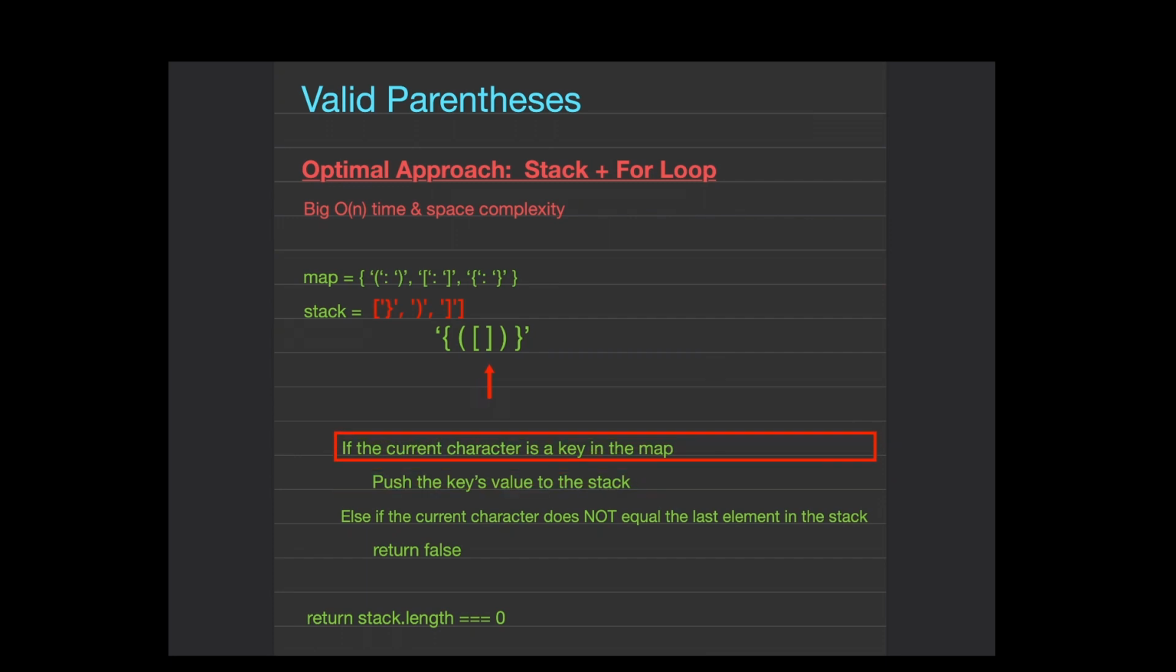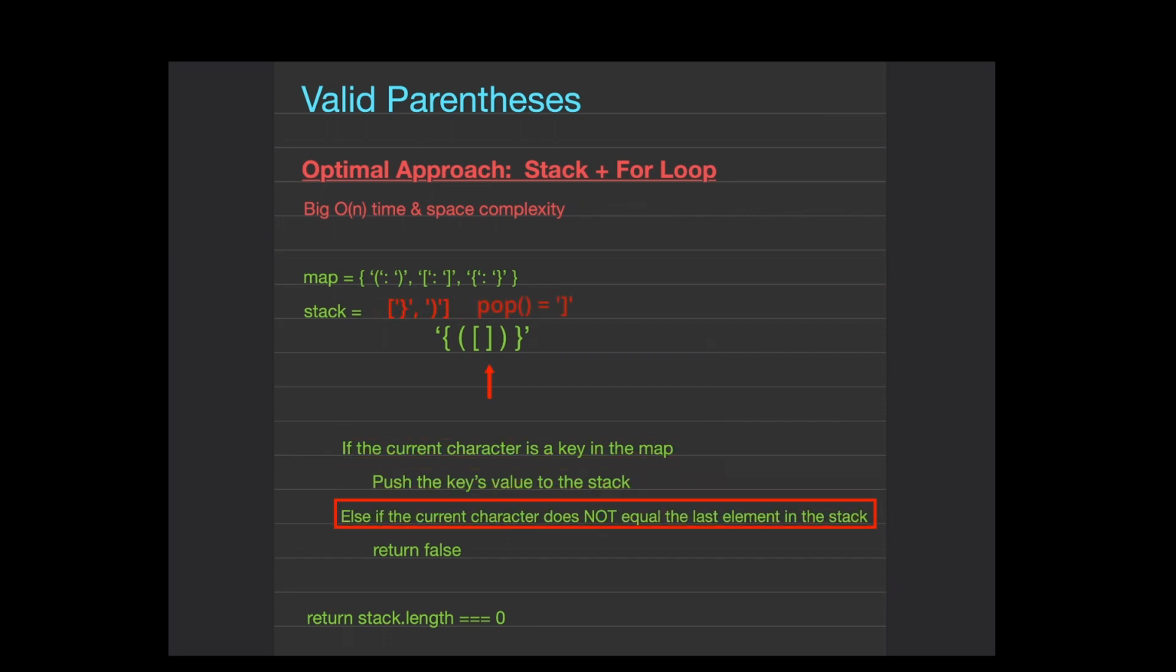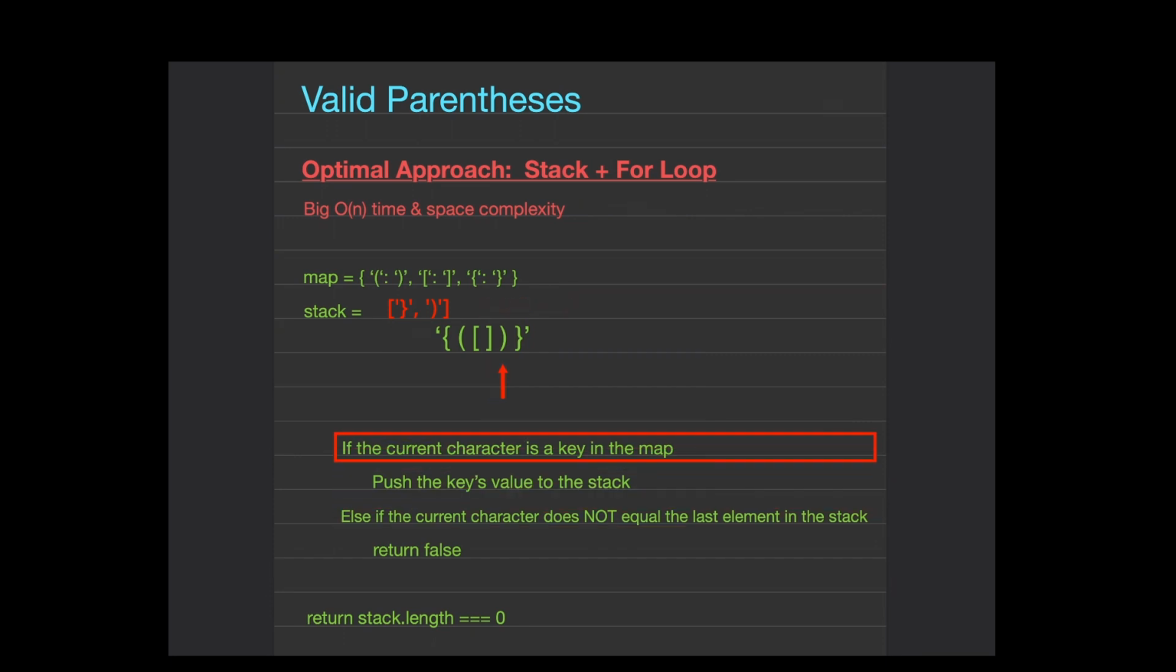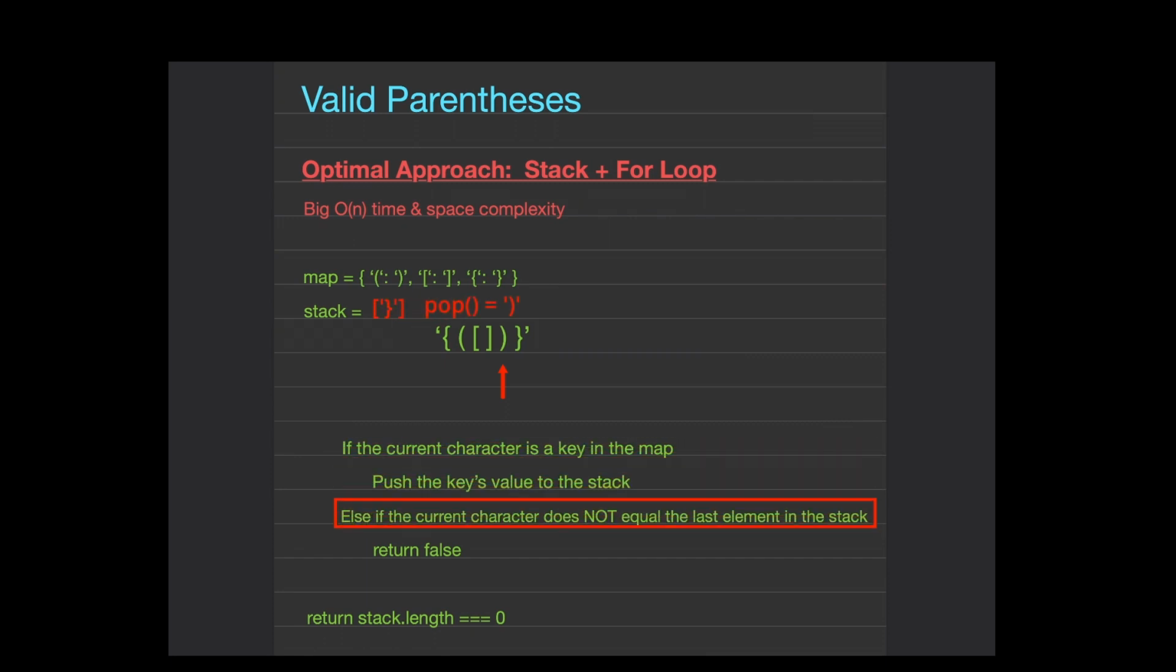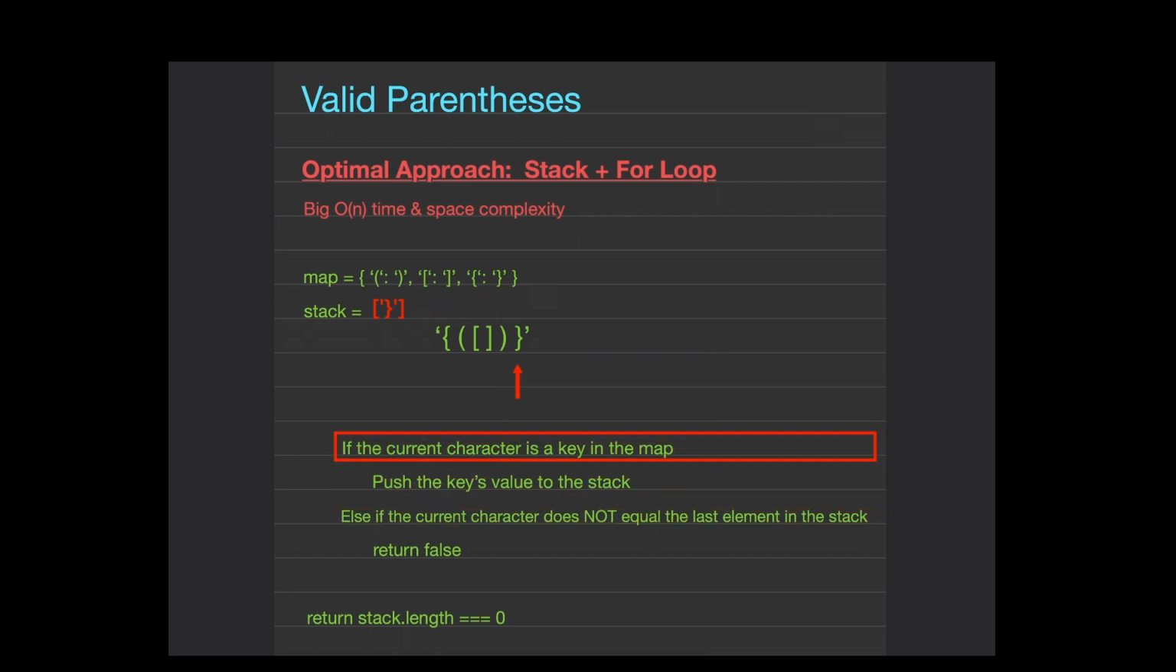The for loop iterates and now we have a closing square bracket. We check if it's a key in the map, which it is not. Then we check if the closing square bracket does not match the last element that gets popped off the stack. In this case, it does match, so the for loop iterates to the closing parenthesis. The closing parenthesis is not a key in our map, so the if condition evaluates to false. The closing parenthesis does match the last element in our stack that gets popped off, so the for loop iterates.